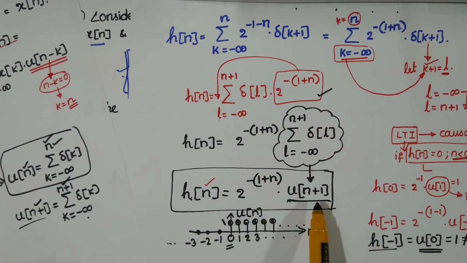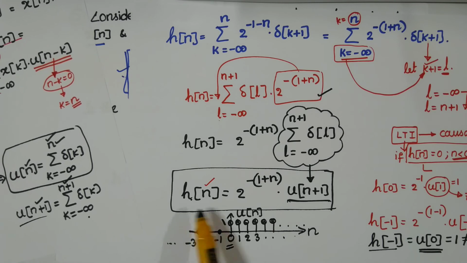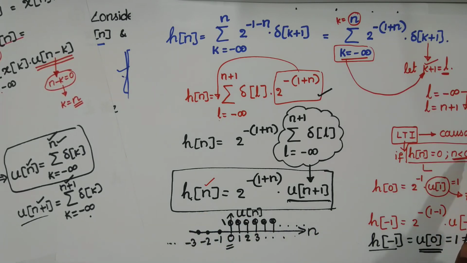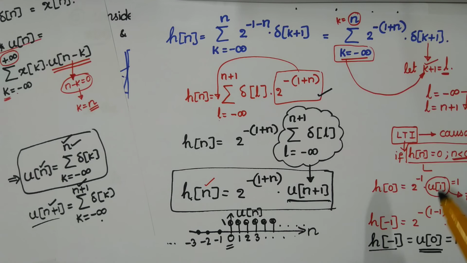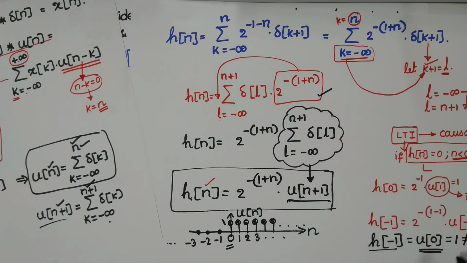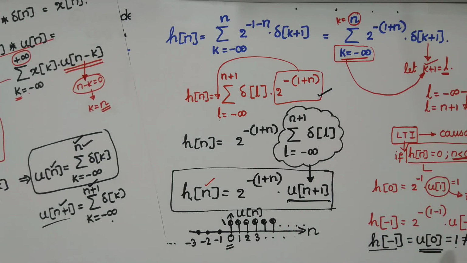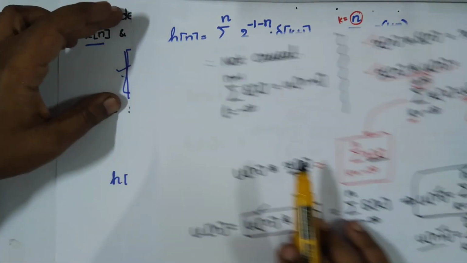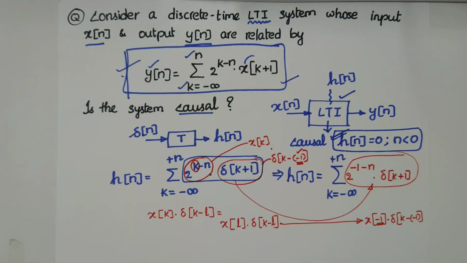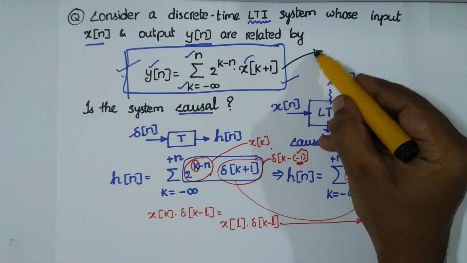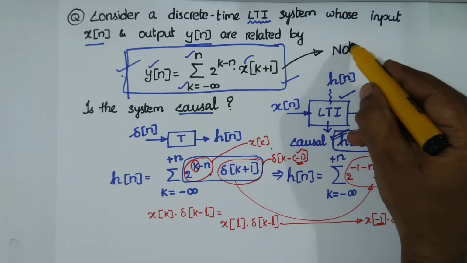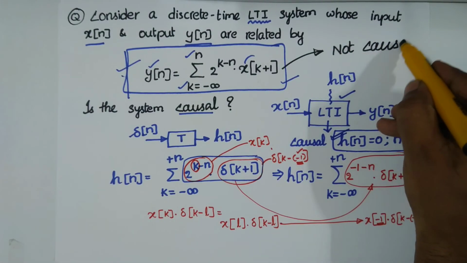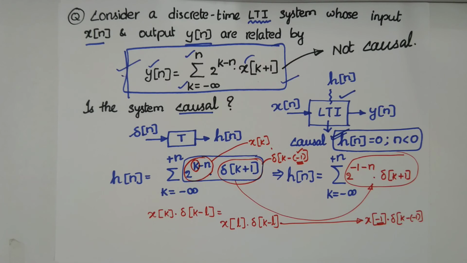Now h of n is equal to this. For an LTI system, h of n is equal to 0 for n less than 0. But unfortunately we took n as negative 1 and we were expecting 0, but we got a non-zero value, that is 1. So the given system is not causal. Again, causal belongs to signals and systems, not Hollywood or Bollywood.